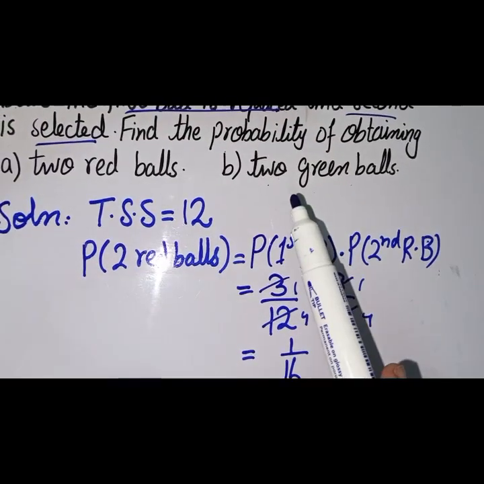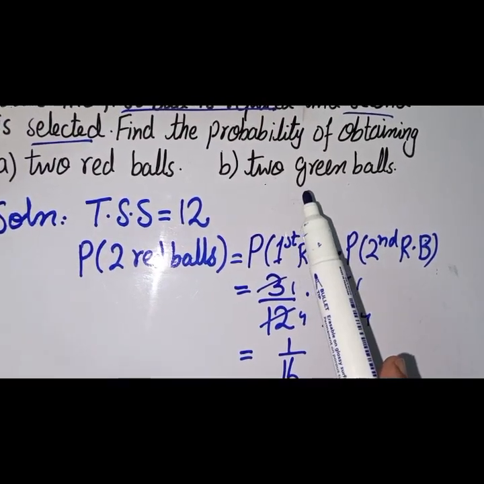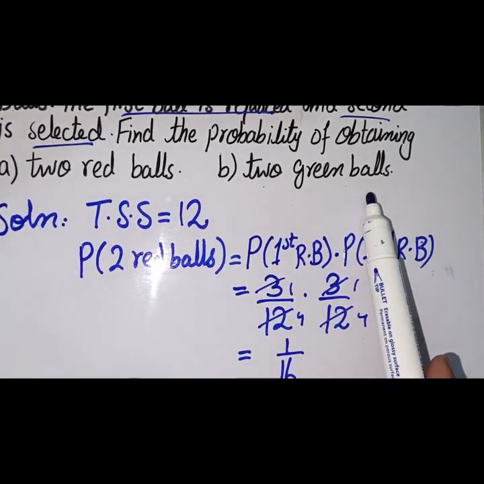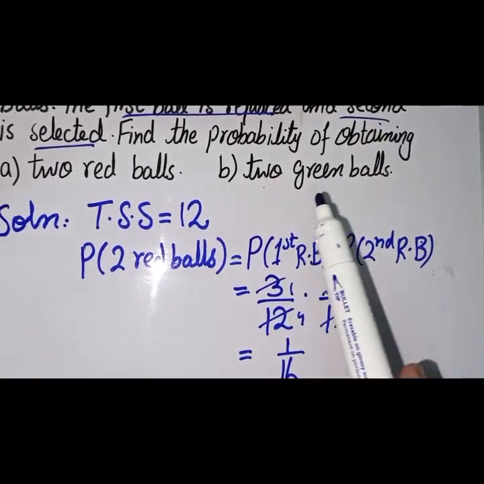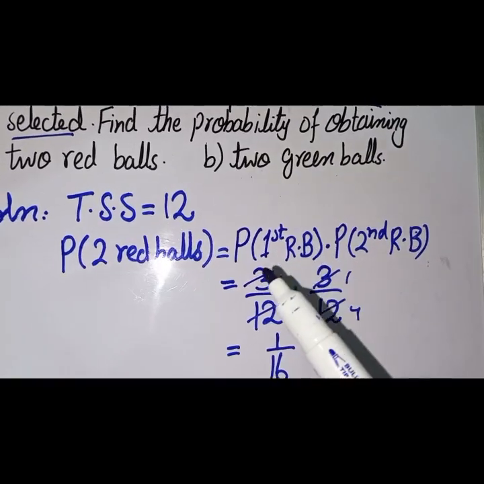The second part will be on the same note. The probability of two green balls will be 5 by 12 times 5 by 12, and you will get the answer 25 by 144.